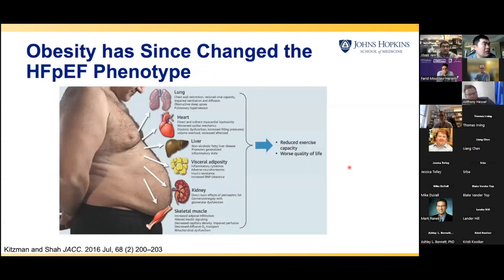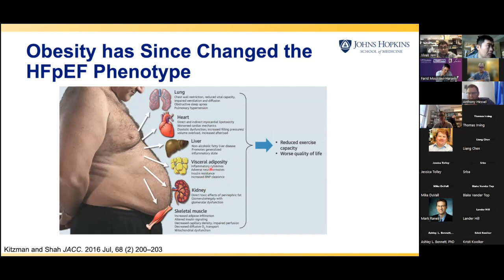Obesity has really changed the phenotype of HFpEF. Before, a lot of patients with HFpEF had significant LVH, diastolic dysfunction, and hypertension. But now, even at Hopkins, the median BMI of our HFpEF cohort is 38, which is very high. And this comorbid obesity has resulted in HFpEF evolving as a multi-system syndrome that has pulmonary, liver, and renal involvement, and the adipose tissue itself has some sort of role here.